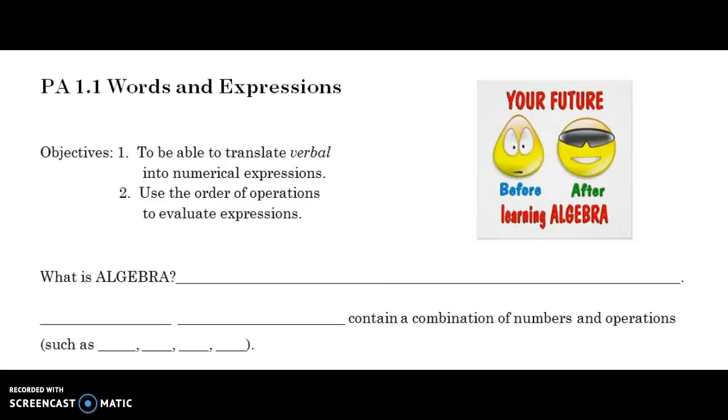numbers. You're never going to be walking down the street, someone say, quick, what's 5 times 7? But instead you're going to encounter situations and you have to then be able to translate those situations into math problems. So our first objective is to be able to translate verbal into numerical expressions. And then when we're actually ready to solve, we'll be using something called the order of operations.